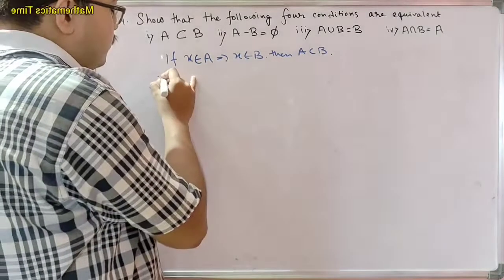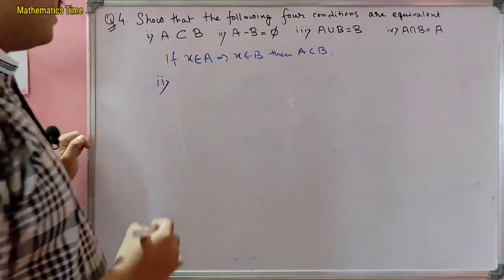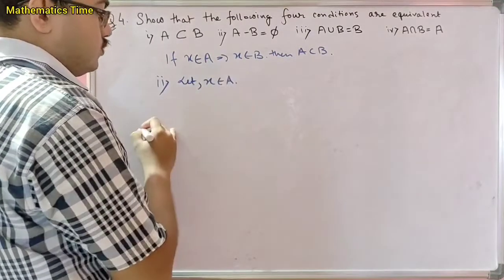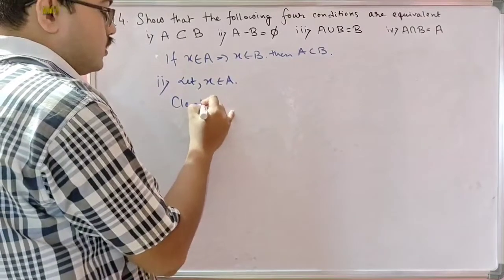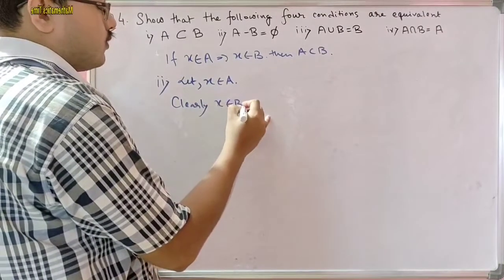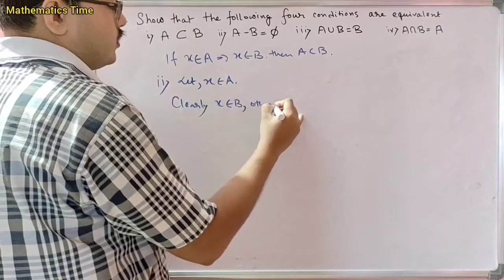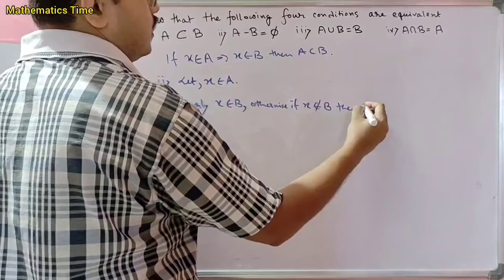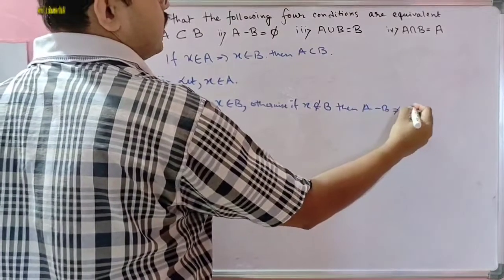So we will start from number 2. Okay. So here let x belong to A. Then we can say clearly x belongs to B. Why? Otherwise, if x does not belong to B, then A minus B is not equal to ∅.